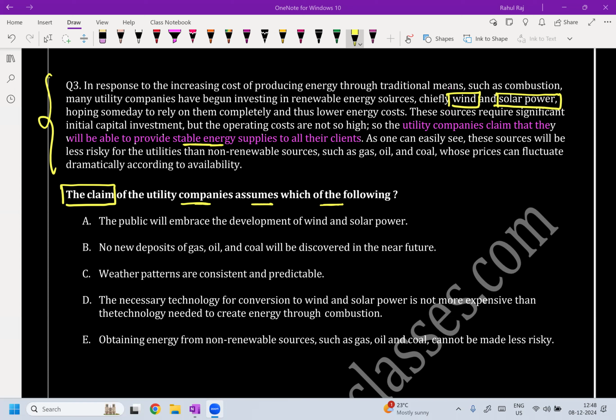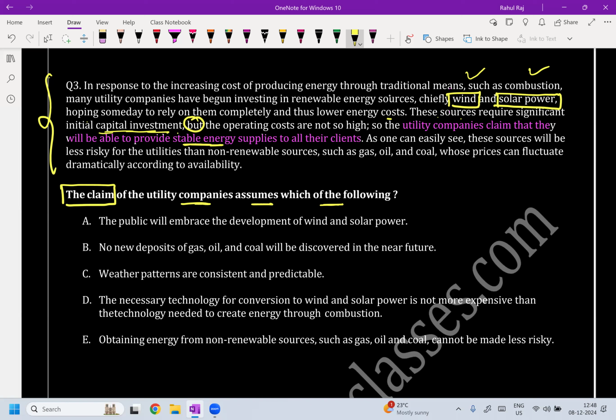So here, in response to the increasing cost of producing energy through traditional means such as combustion, many utility companies have begun investing in renewable energy sources, namely wind and solar power, hoping someday to rely on them completely and thus lower the energy cost. These sources require significant initial capital investment. They have told you that these sources, meaning what sources? This is going back to wind and solar power, because two subjects joined by 'and' are always plural. These sources require initial capital investment, but, a contrast word. So there's a lot of wording. There's a lot of wording issue.